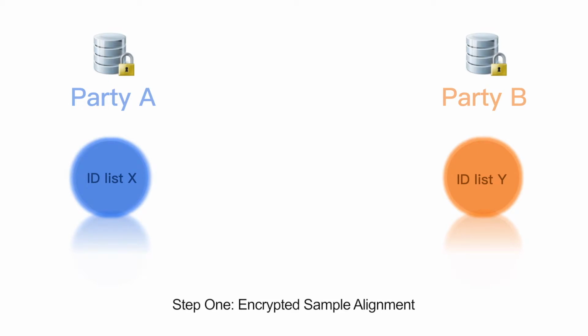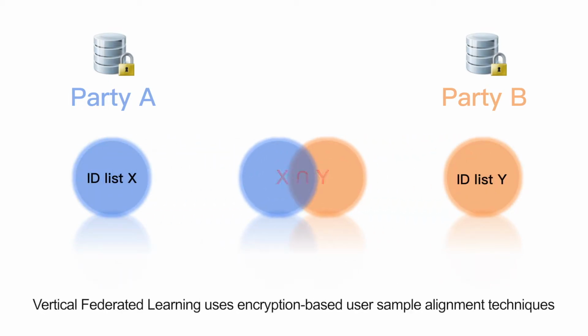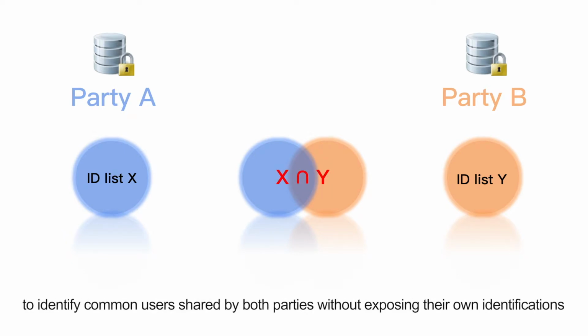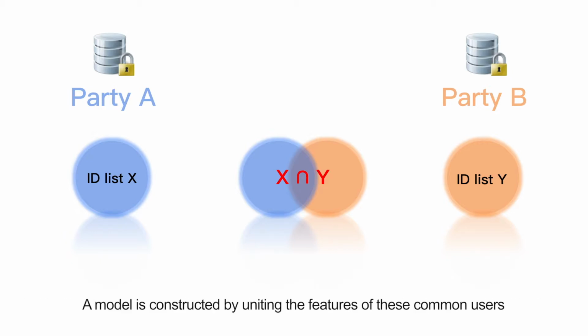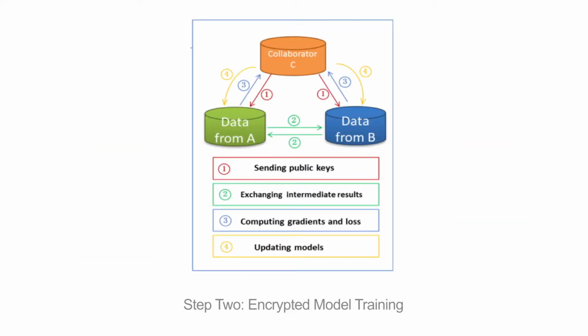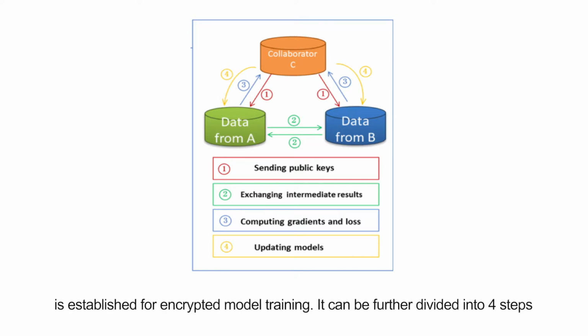Step 1. Encrypted sample alignment. Vertical federated learning uses encryption-based user sample alignment techniques to identify common users shared by both parties without exposing their own identifications, constructed by uniting the features of these common users. Step 2. Encrypted model training. To ensure data confidentiality during training, a trusted third party, the collaborator C, is established for encrypted model training.